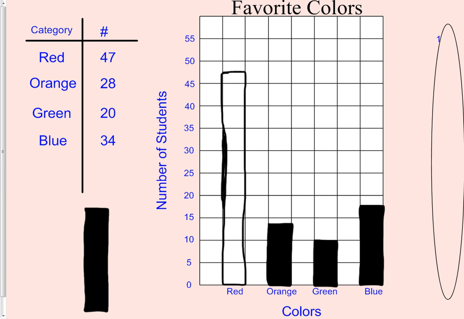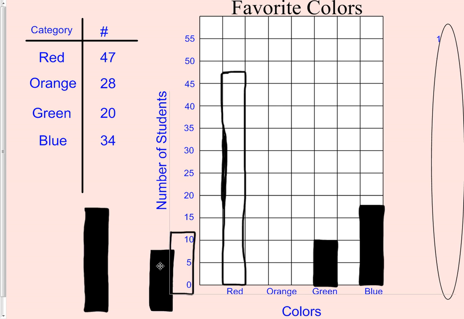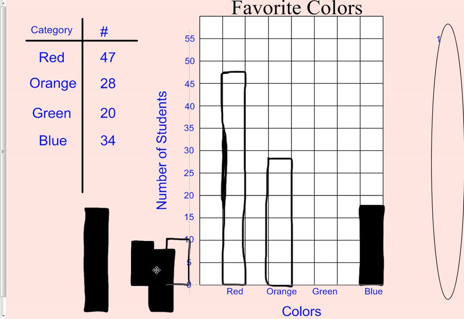I'll go back and fill that in in a moment. And then here, my orange. Well, my orange was 28, so now I want it to be 28. Well, 28 is going to be up here. There's a little bit more than halfway here, so now I'm going to fill in my 28. My green, which is 20, no longer is just going to be like so. My green is 20, it'll be up here.